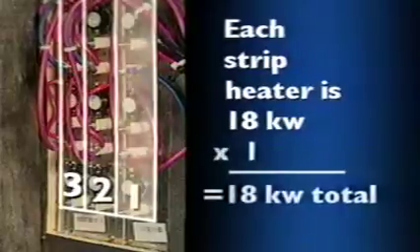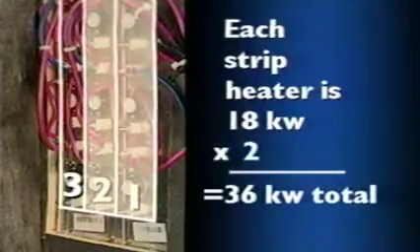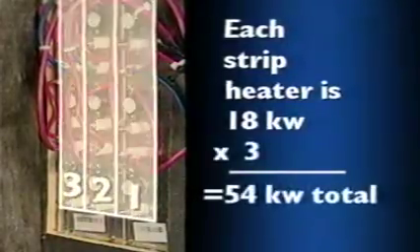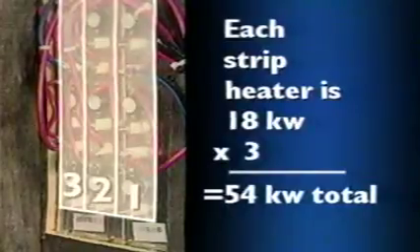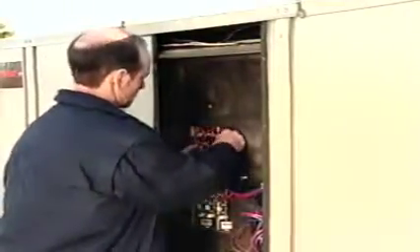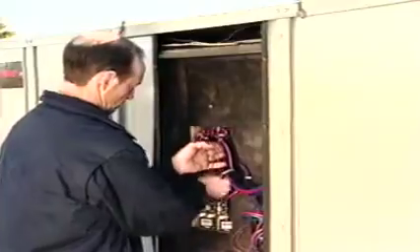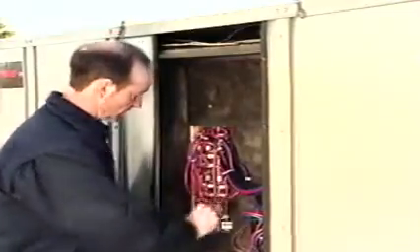1, 2, or all 3 may be energized at the same time. The wires and controls seem to be in good condition, with no signs of burning or other deterioration. Since the room temperature is 10 degrees below the thermostat setting, all the strip heaters should be on. So the next step is to check the amp draw of each strip heater.